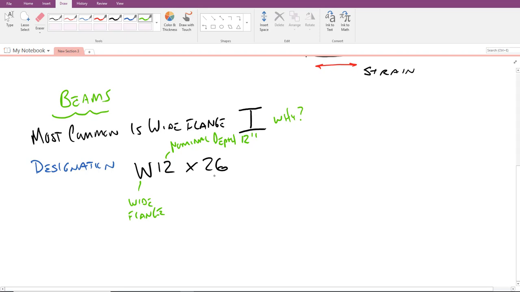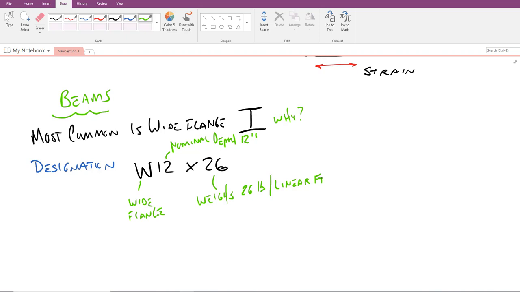The 26, on the other hand, is how much the beam weighs. So this particular section would weigh 26 pounds per linear foot. If you were to cut a 1 foot piece off this beam, just a 1 foot chunk of a W12 by 26, and you put it on a scale, it would weigh 26 pounds.